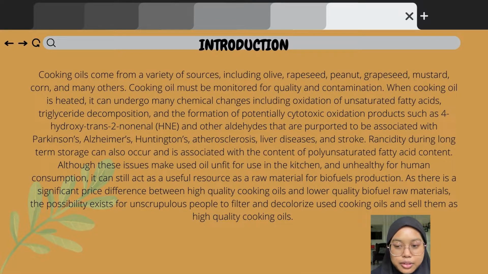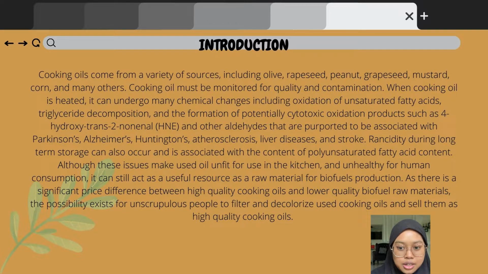Introduction. Cooking oils come from a variety of sources, including olive, rapeseed, peanut, grapeseed and mustard, corn and many others. Cooking oil must be monitored for quality and contamination. When cooking oil is heated, it can undergo many chemical changes, including oxidation of unsaturated fatty acid, triglyceride decomposition, and the formation of potentially cytotoxic oxidation products such as 4-hydroxy-trans-2-nonenal (HNE) and other aldehydes that are purported to be associated with Parkinson's, Alzheimer's, Huntington's, arteriosclerosis, liver disease, and stroke.